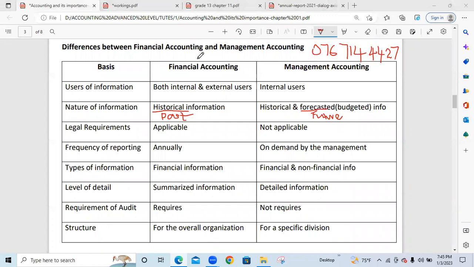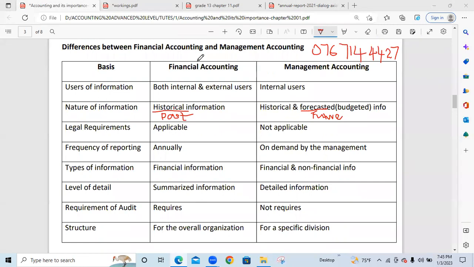So guys, financial accounting legal requirements are applicable. If you don't follow, they can, guys, sue your business, or they can make sure you stop running your company. If you don't follow the accounting standards when preparing financial statements, it can be a bad thing. I mean, they can stop you.